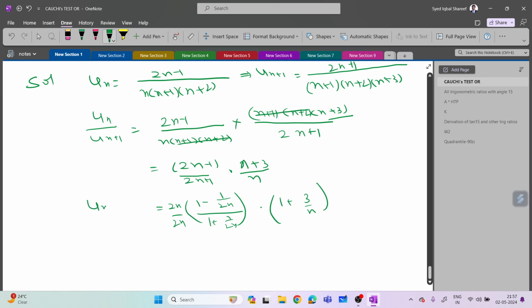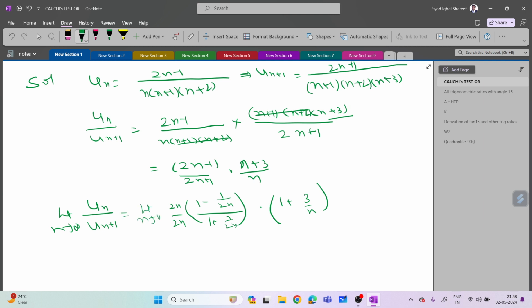Now un by un plus 1. So limit n tends to infinity un by un plus 1. Apply limit n tends to infinity. As n tends to infinity, 1 by n tends to 0. 1 minus 0 is 1. This is 1 into 1 equal to 1. So therefore answer is 1.